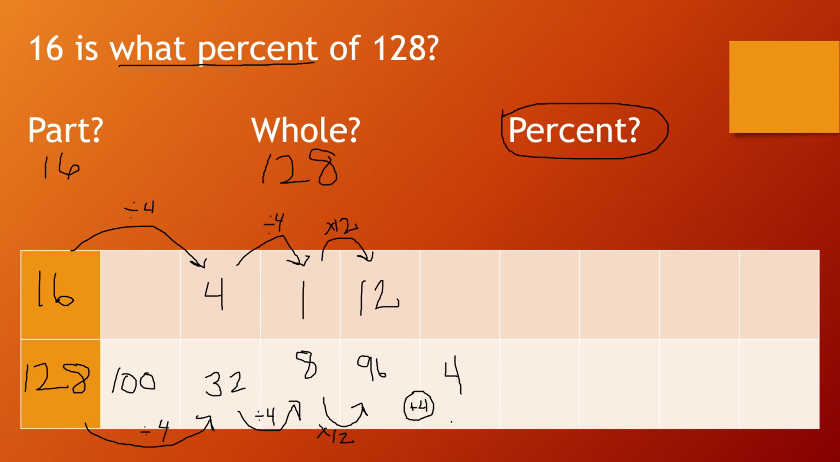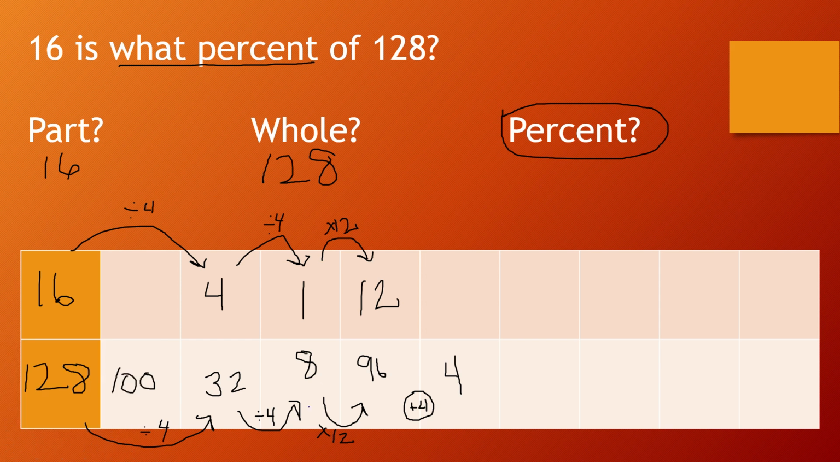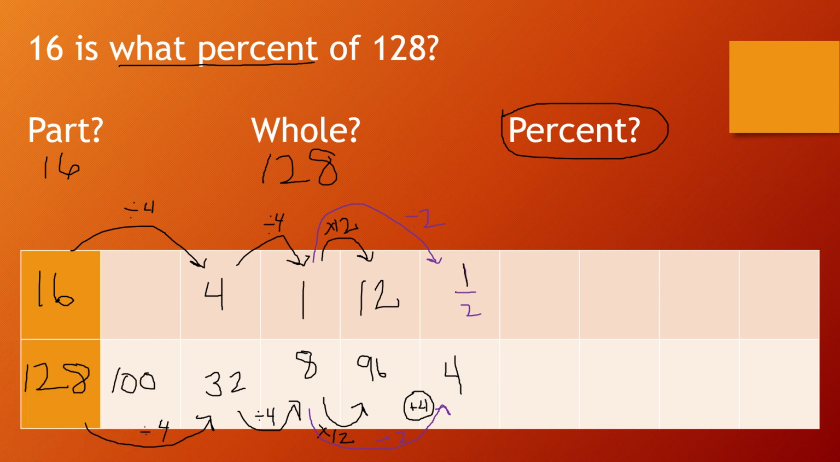Well, how do I get from 8 to 4? I'm going to use a different color for this one since it's a little hard to see. How do you get from 8 to 4? Well, I divide it by 2. Okay, so I have to do the same to the top. Divide by 2. 1 divided by 2 is half. Okay, so I'm going to write half here. So that is half, 1 over 2.